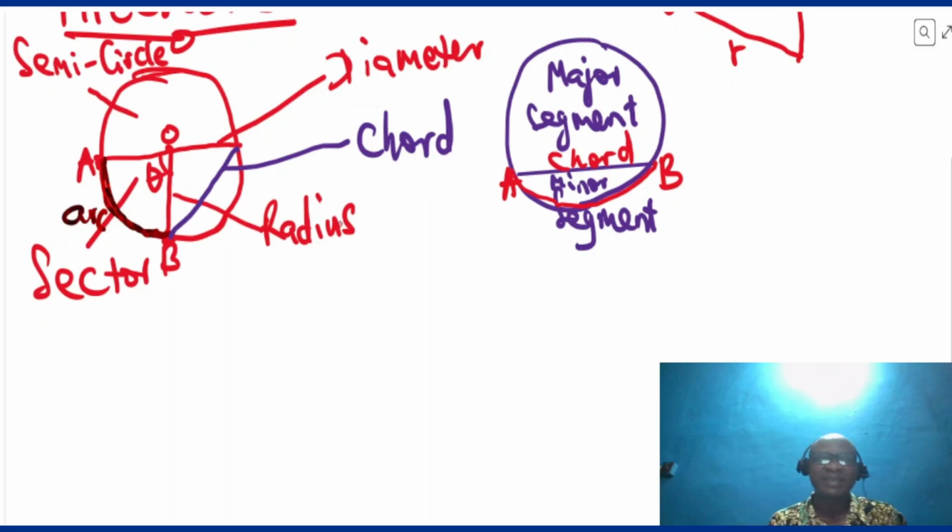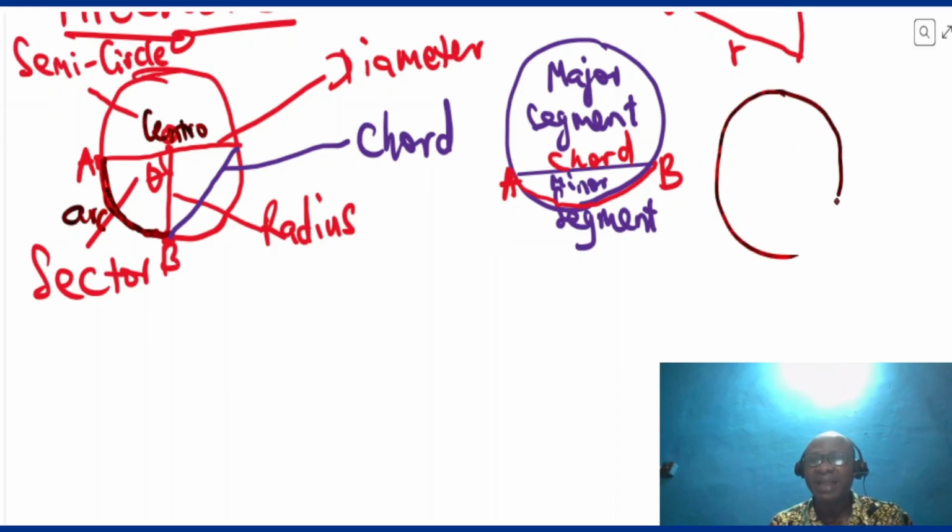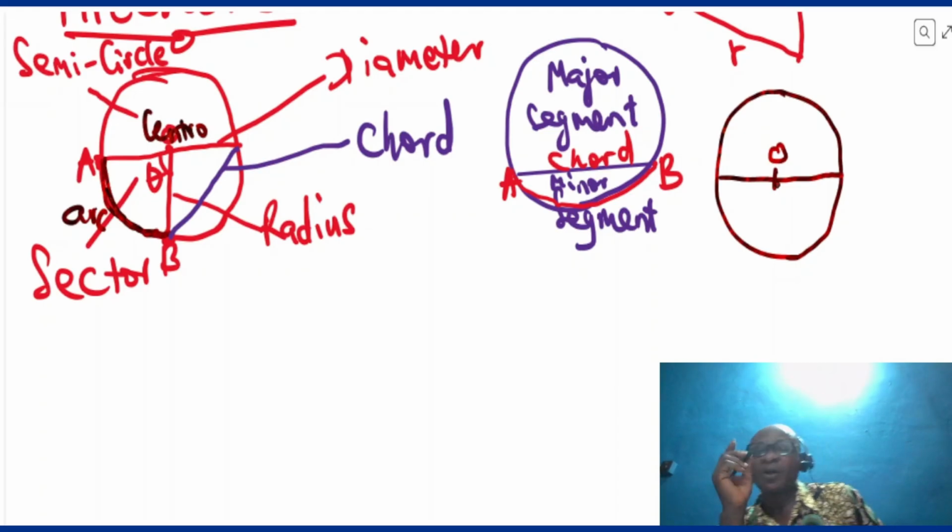Then every circle has a center. And the center of every circle is normally denoted with the letter O. Sometimes it comes with a line crossing the diameter. If I draw this one now and put this line, that is a sign that the line is passing through the center. And then with the letter O, that is how to indicate the center of a circle. That place is always seen as the origin. Like if you are doing geography, the spherical nature of the earth always emanates from the center of the earth. But let us not go there.